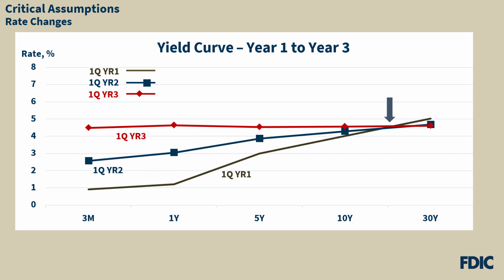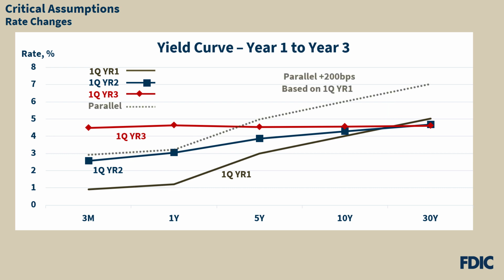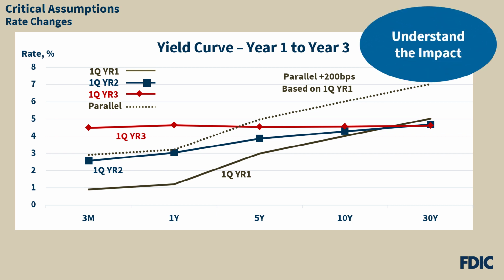If there had been a parallel shift from year 1 to year 2 instead, the yield curve would look like what is depicted by the dotted brown line. Model scenarios also consider changes to the slope and to the shape of the yield curve to measure the exposure from non-parallel changes.